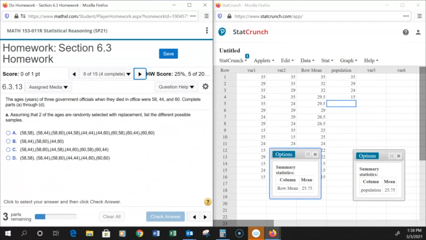58, 44, and 60. Those are three government officials. That's how old they died. I guess it's a stress being a government official. I hope to live longer than this.